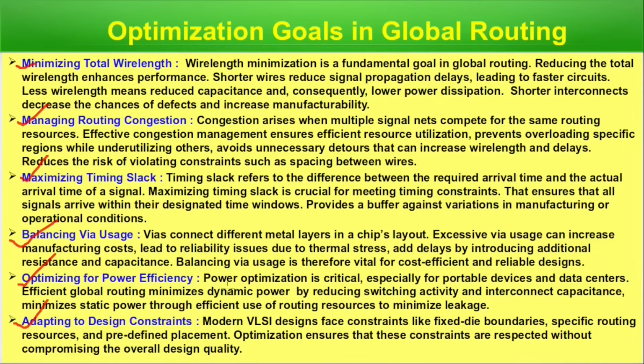Optimizing for power efficiency. Power optimization is critical, especially for portable devices and data centers. Efficient global routing minimizes dynamic power by reducing switching activity and interconnect capacitance, and minimizes static power through efficient use of routing resources to minimize leakage. And now adapting to design constraints. Modern VLSI design faces constraints like fixed die boundaries, specific routing resources, and predefined placement. Optimization ensures that these constraints are respected without compromising the overall design quality. So these are the optimization goals of global routing.